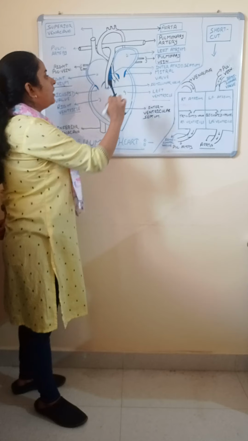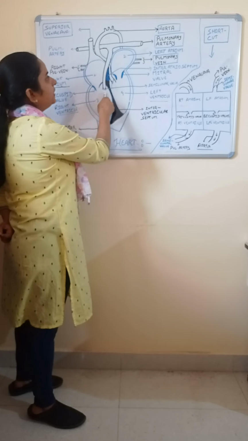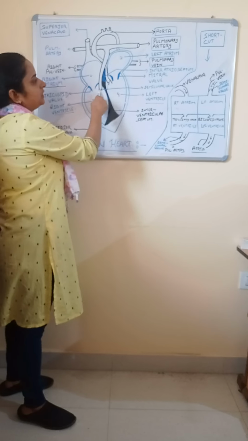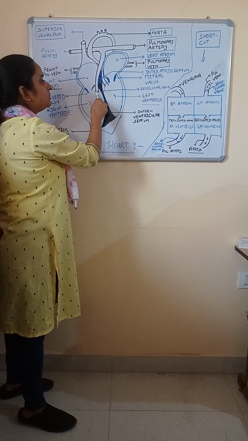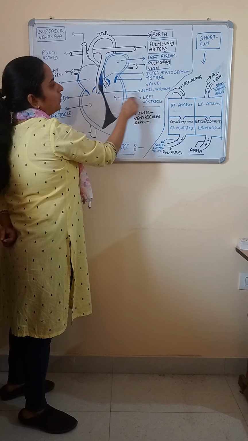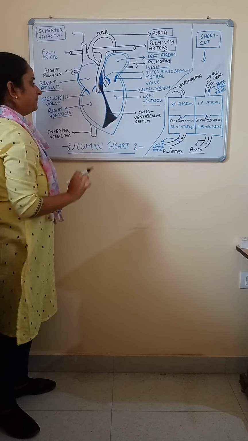Okay. After this, we have one more valve present in the pulmonary artery and aorta. This valve is named the semilunar valve. Okay.